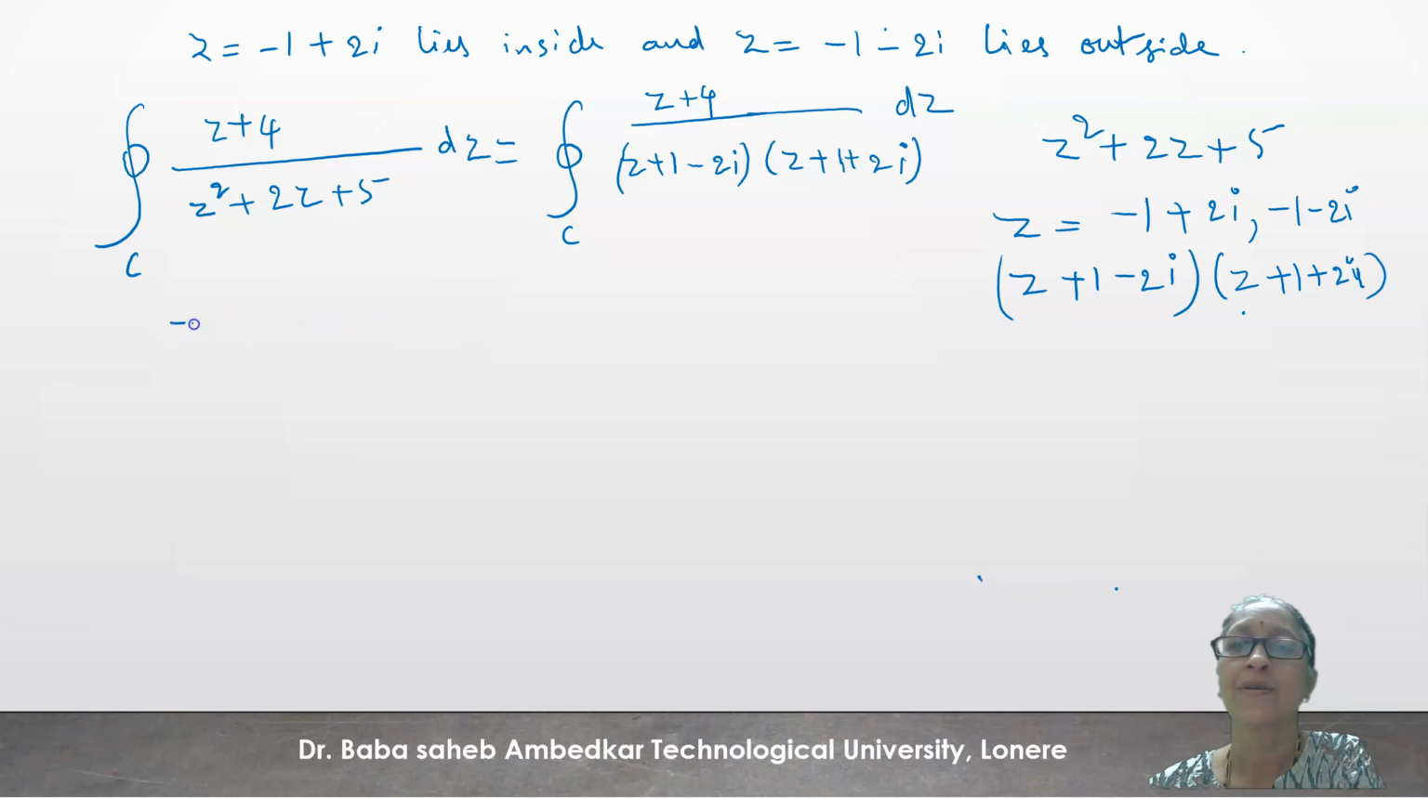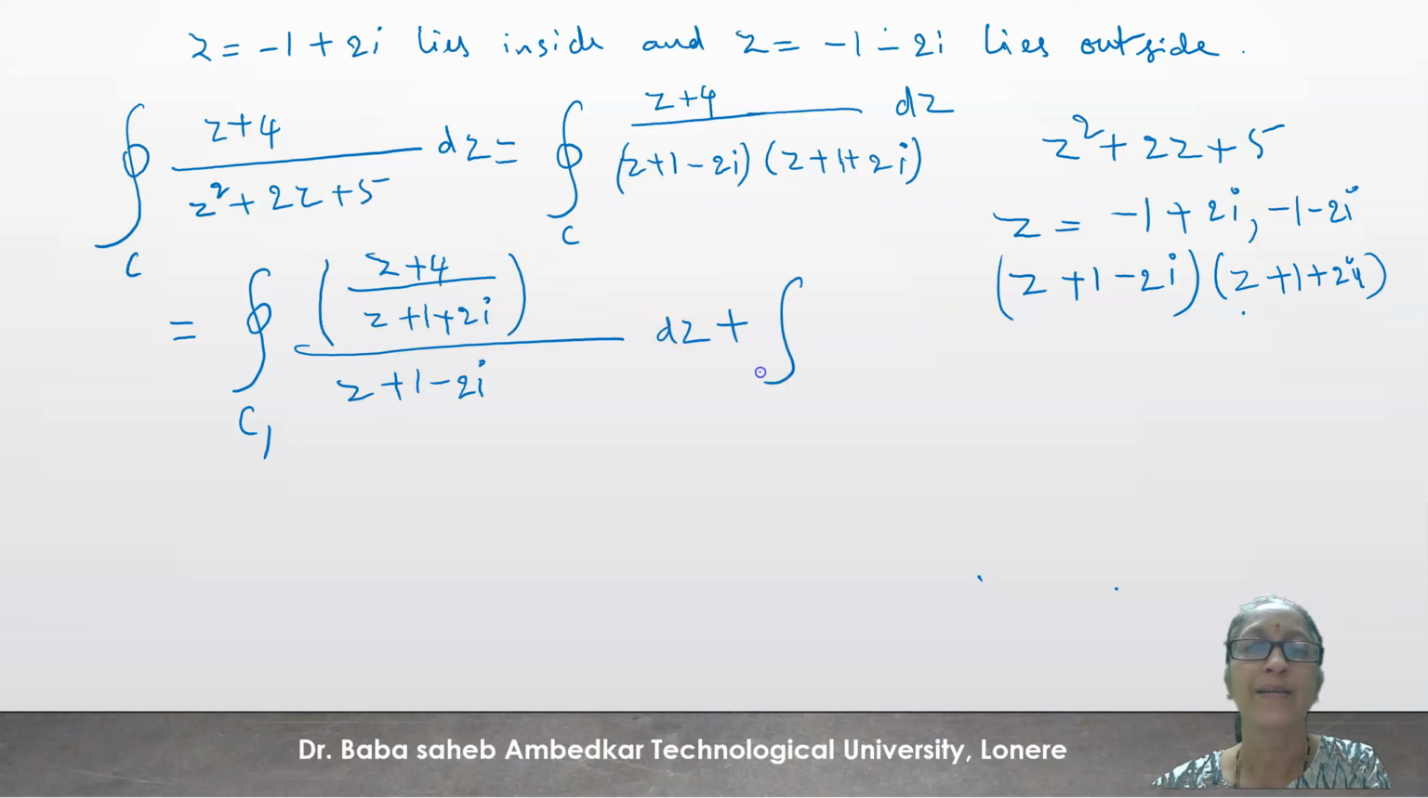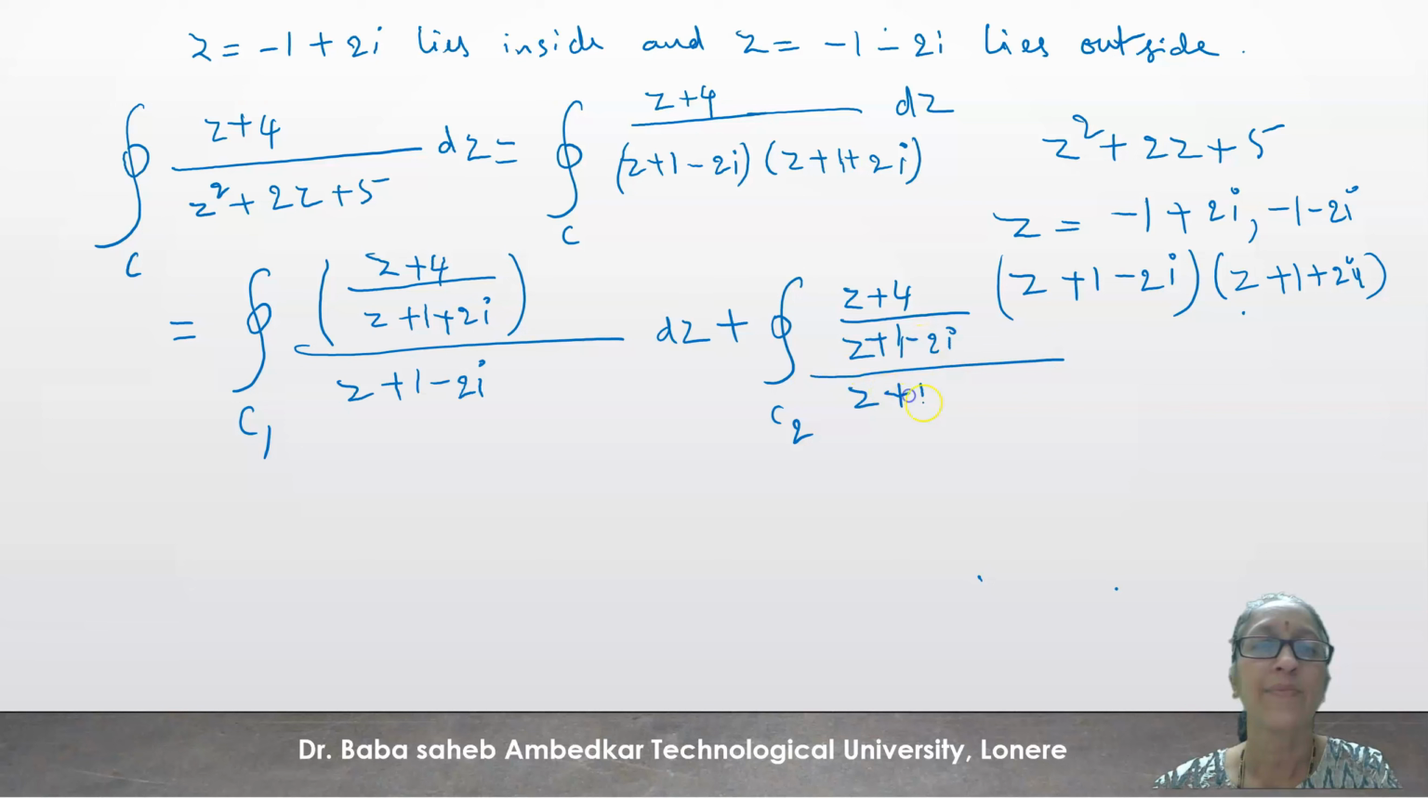Let us split it. Along curve C1, (z plus 4) by (z plus 1 plus 2i) upon (z plus 1 minus 2i) dz, plus along C2, (z plus 4) by (z plus 1 minus 2i) upon (z plus 1 plus 2i) dz.